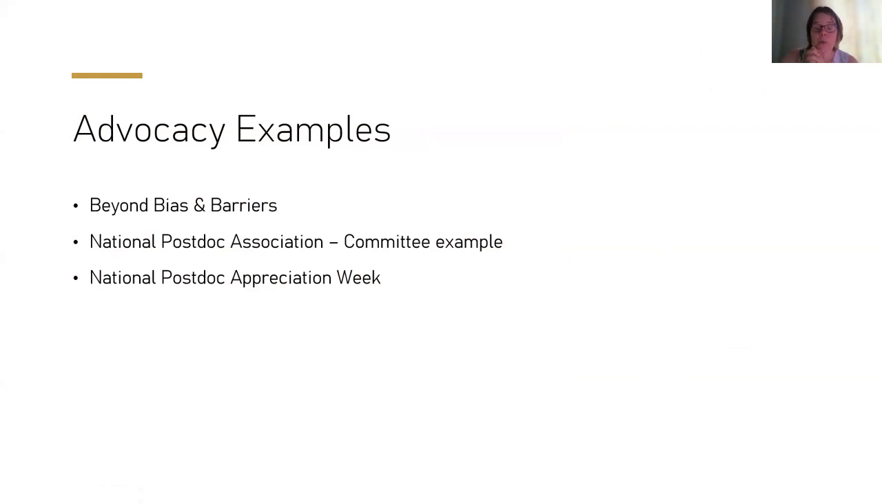So once I got involved in the Science Policy Fellowship through the AAAS program, the Science and Technology Policy Fellowship Program, which some of you may have heard of before, I was assigned to an office within the NIH called the Office of Research on Women's Health. What was really exciting for me was that the project I was working on came about because of advocacy. It would not have appeared otherwise. The project is called Beyond Bias and Barriers.